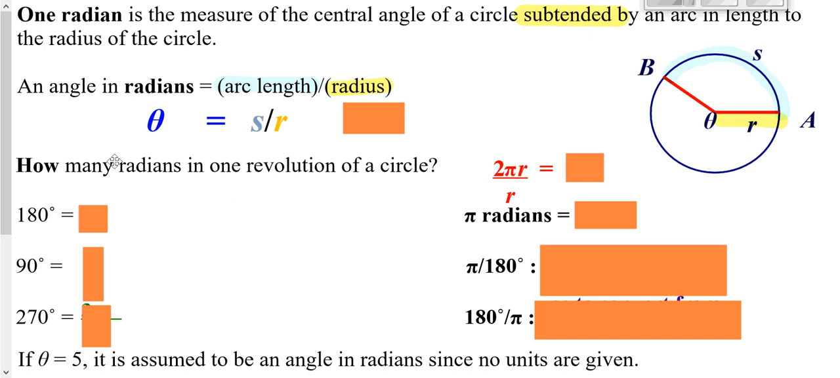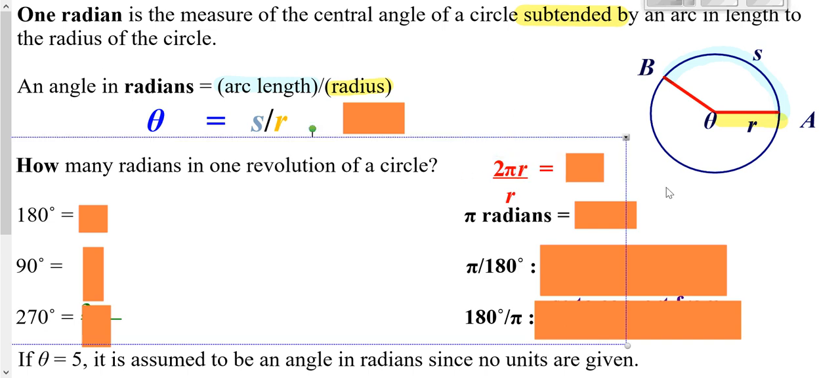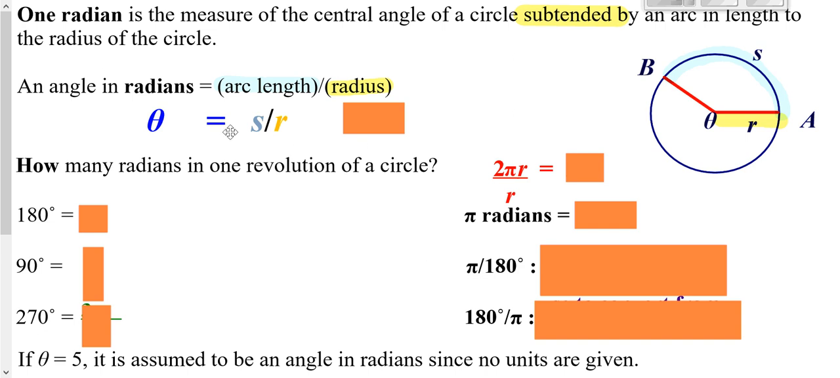So let's consider how many radians are in one full revolution of a circle. We know a full revolution is just your circumference, 2 pi r. Well, we take our arc length, our full revolution, 2 pi r, divided by your radius. So you get 2 pi r divided by r. Well, the r's are going to drop, so one full revolution is just 2 pi.